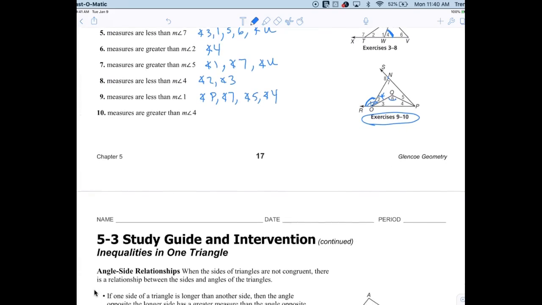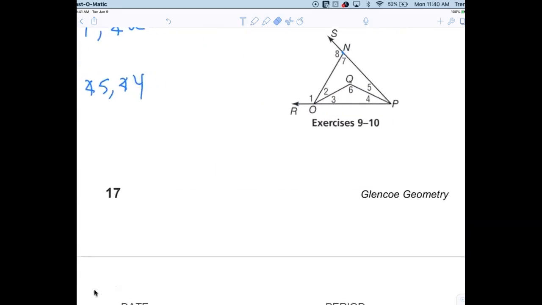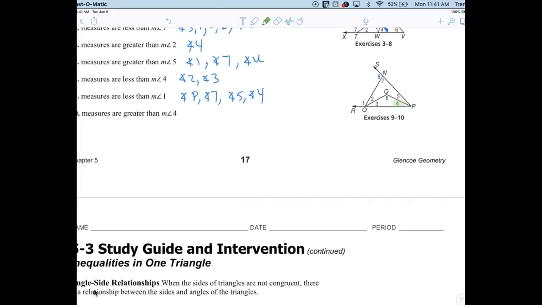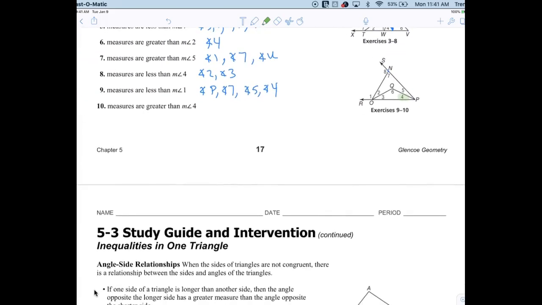Now, I'm erasing just so we can see better. All right, and now I'm going to highlight angle 4. So here we go. Angle 4. All right, so everybody think about angle 4 now. And I want to know what angles are greater than angle 4. Charlotte, what? Angle P. Angle 1.